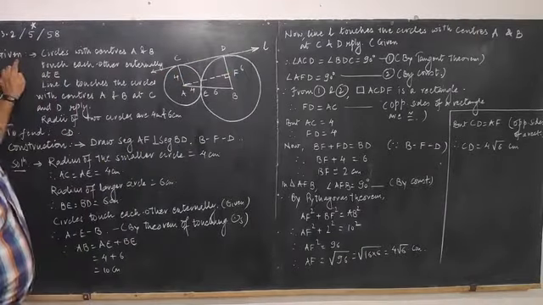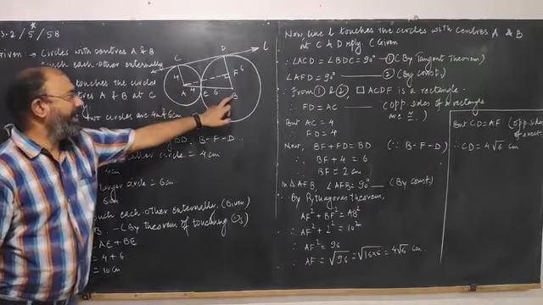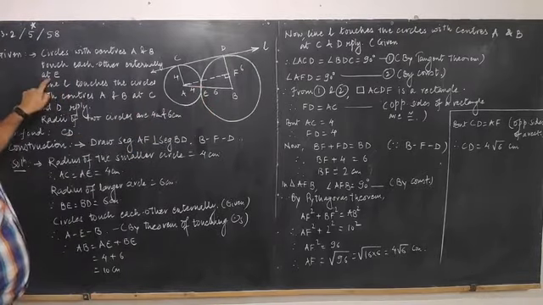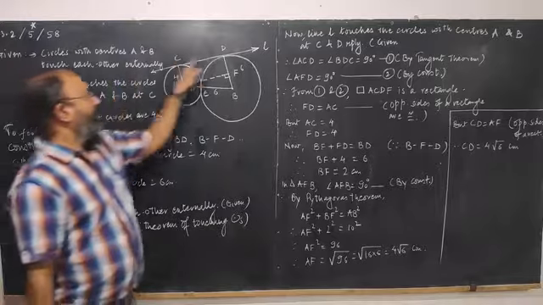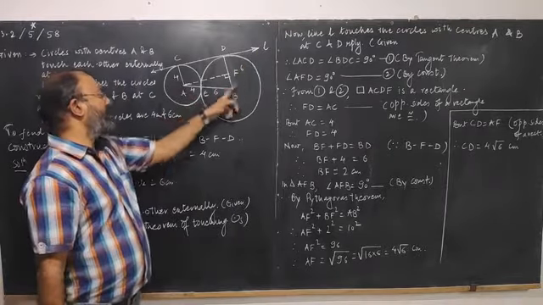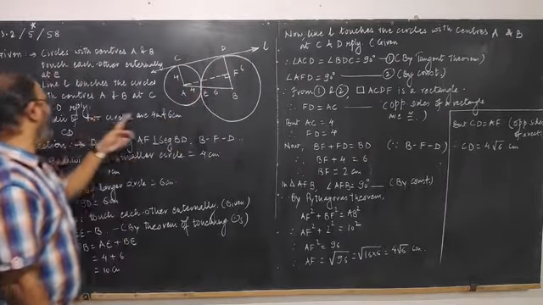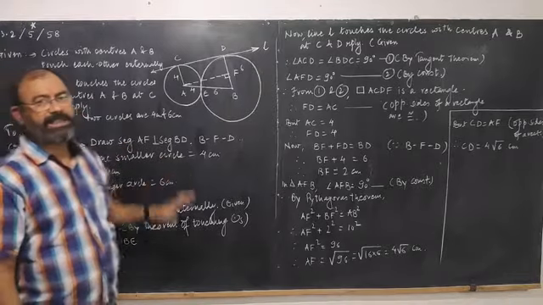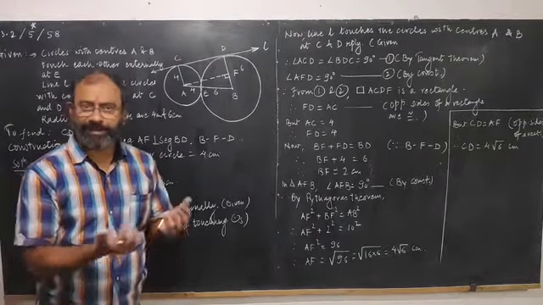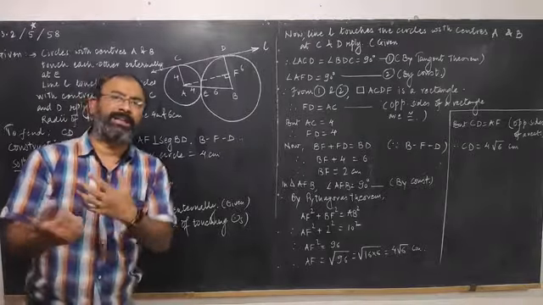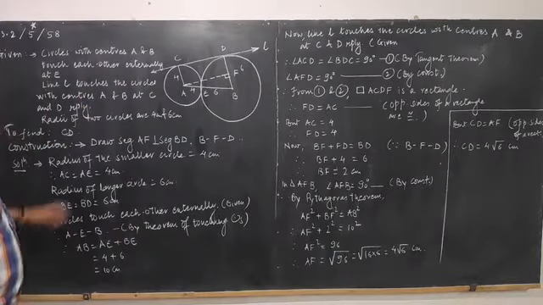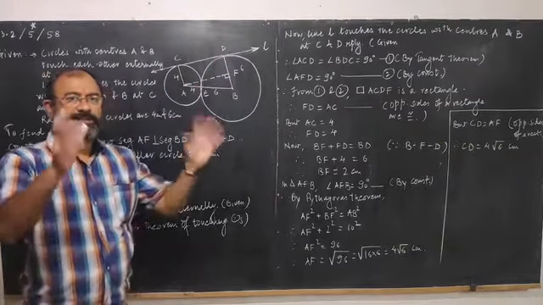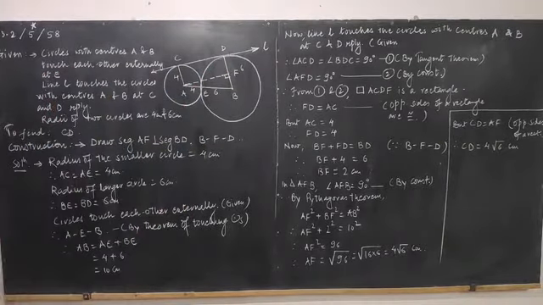What is given? Two circles with centers A and B are touching each other externally at E. Line L touches both the circles with centers A and B at C and D respectively. The radii of the two circles are 4 and 6. Obviously, the smaller circle will have radius 4 and the larger radius 6. The question says, find length CD, or the distance between points C and D.